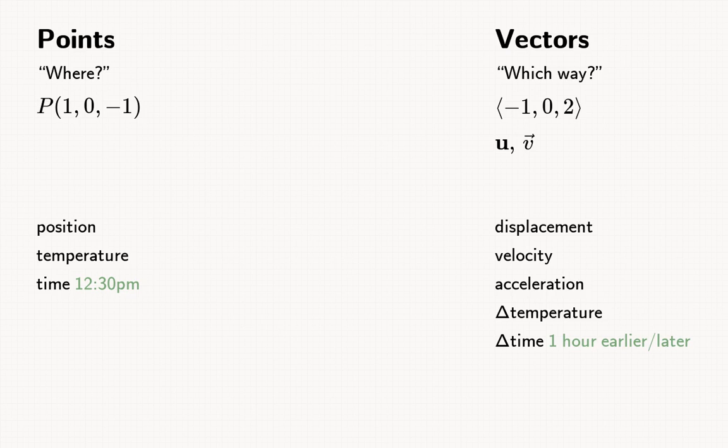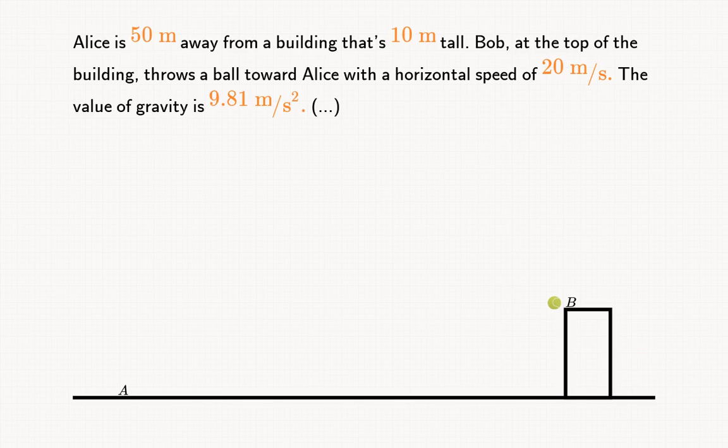So let's go through an example to see what I'm talking about. Let's say we're given some word problem like: Alice is standing 50 meters away from a building that's 10 meters tall. Bob, from the top of the building, throws a ball toward Alice with a horizontal speed of 20 meters per second. And maybe we're assuming Bob to have height 0, so he throws it exactly from the top of the building. And then it could ask us something like how far the ball travels or how long it takes to hit the ground.